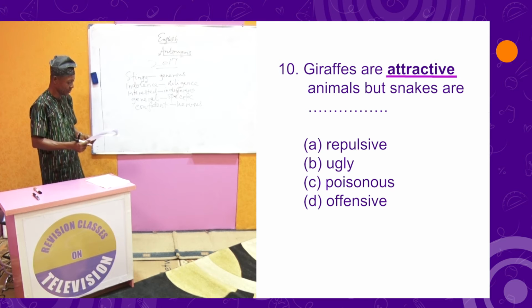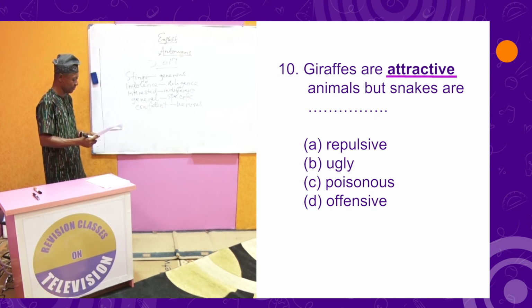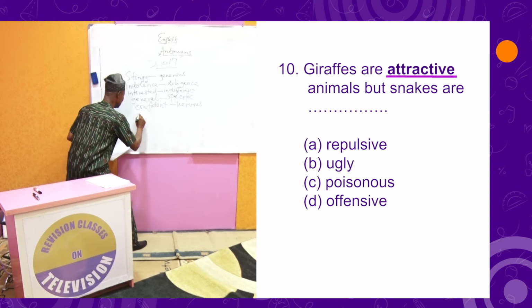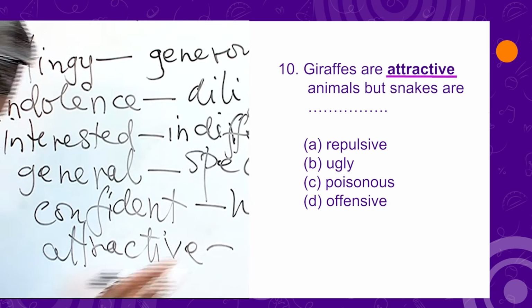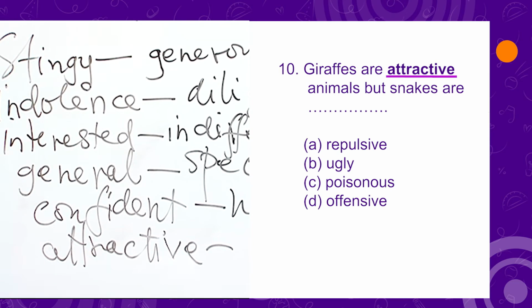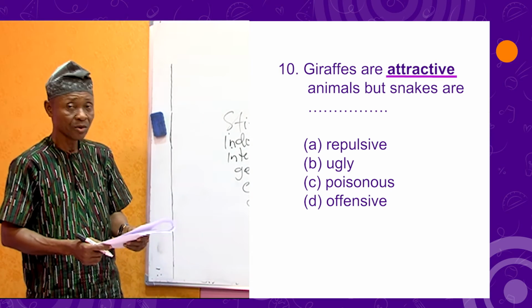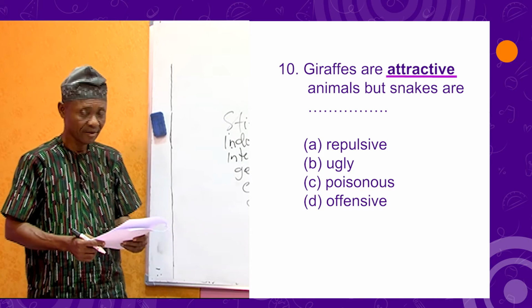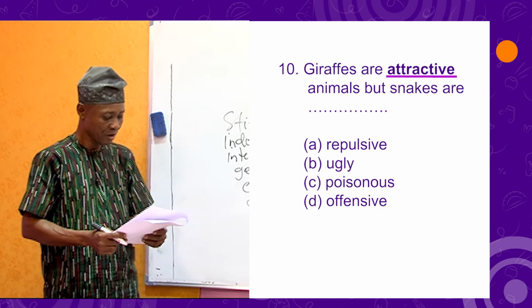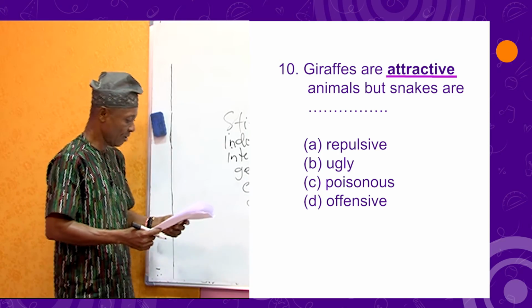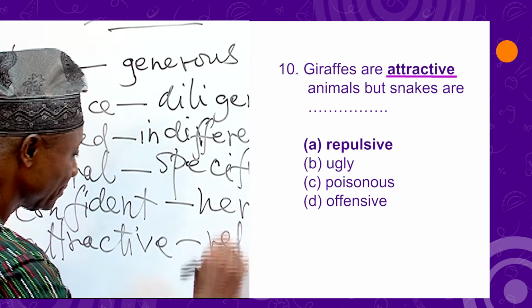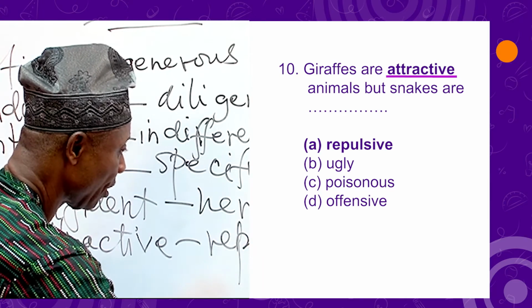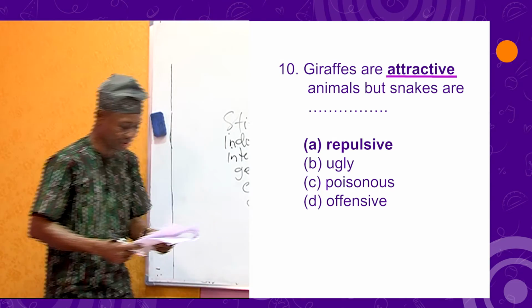Question number 10. Giraffes are attractive animals, but snakes are dash. The word underlined in the sentence is attractive. And we have the following options. The options are A, repulsive. B, ugly. C, poisonous. D, offensive. Option A, which is repulsive, is the opposite of the word attractive.